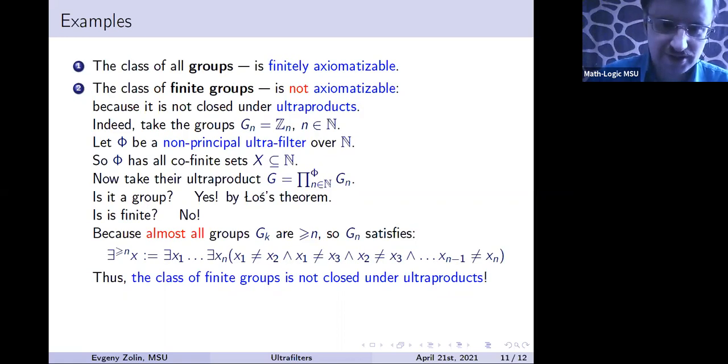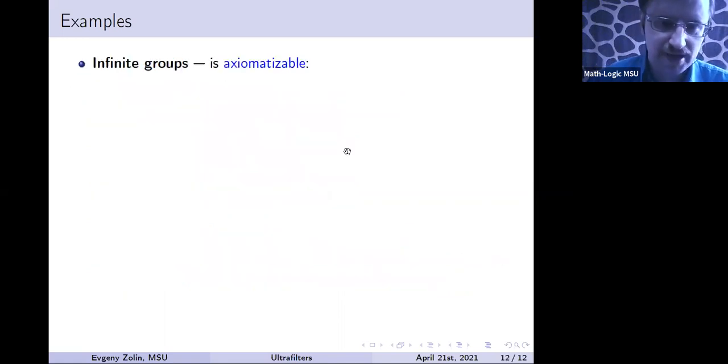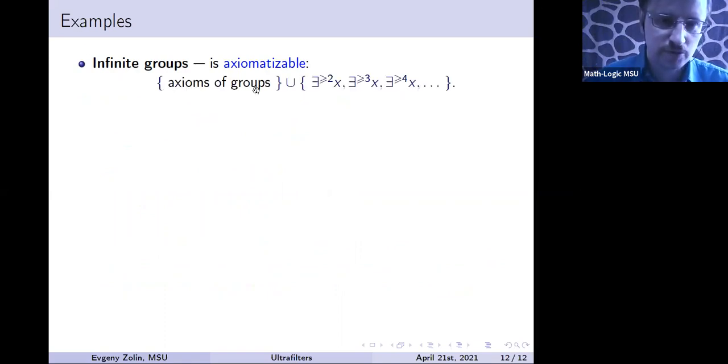So it is not axiomatizable at all. Let us consider infinite groups. The class of infinite groups is of course axiomatizable. We need to take the axioms of groups, and these sentences: there are at least two elements, there are at least three elements, and so on. It is an infinite list of axioms, and its models are exactly the infinite groups. A model satisfies this list of axioms if and only if it is an infinite group. So this class is axiomatizable.